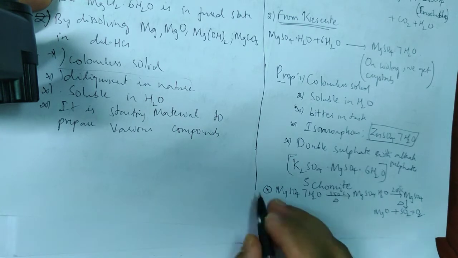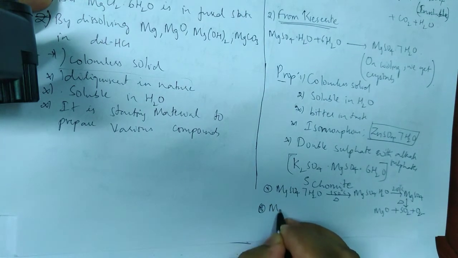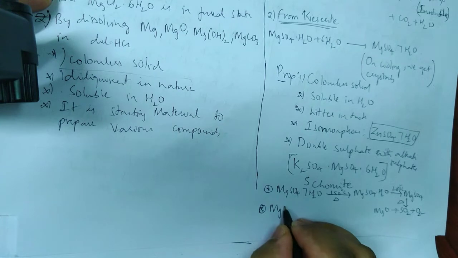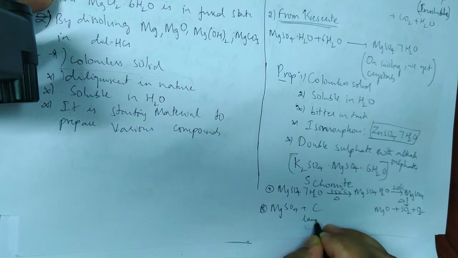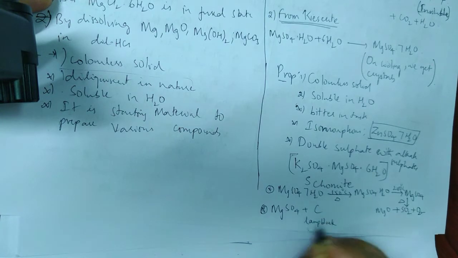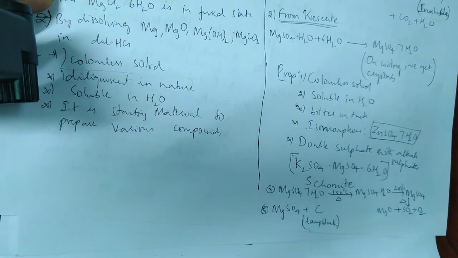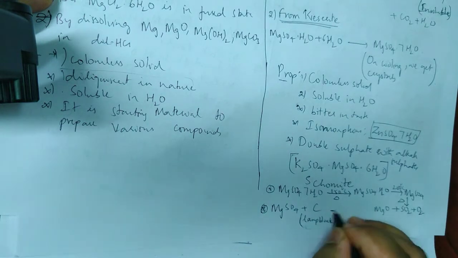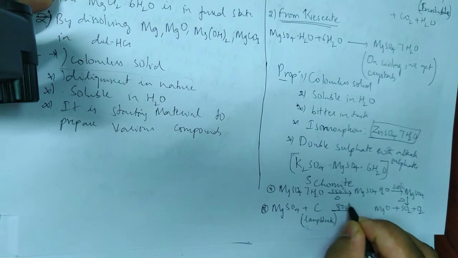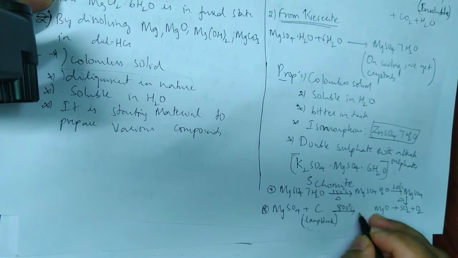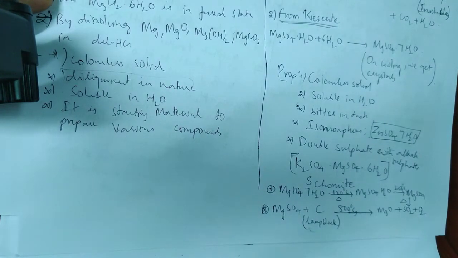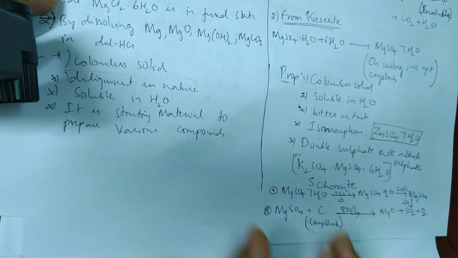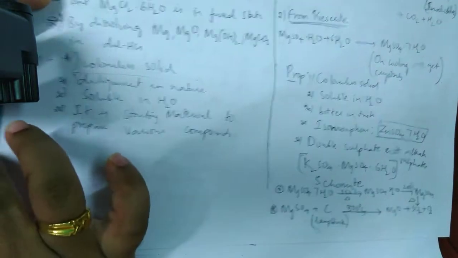Fine. And one more in terms of heating is magnesium sulfate on treating with lamp black. Lamp black is again one of the purest forms of carbon. So when I heat in the presence of lamp black around 800 degrees Celsius, then also it will form magnesium oxide plus sulfur dioxide plus oxygen. Okay, so this is about the properties of MgSO4.